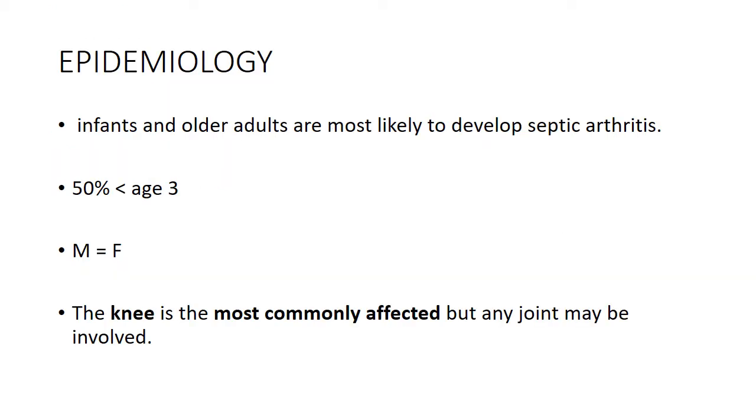Epidemiology: it is more common in infants and older adults, and the reason is low immunity. The extremes of ages are always immunocompromised. 50% of the patients are less than 3 years of age. Males and females are equally affected. And remember, knee is the most commonly affected joint in septic arthritis. Why that is, is still unknown, but it is the most common joint to be involved in septic arthritis.